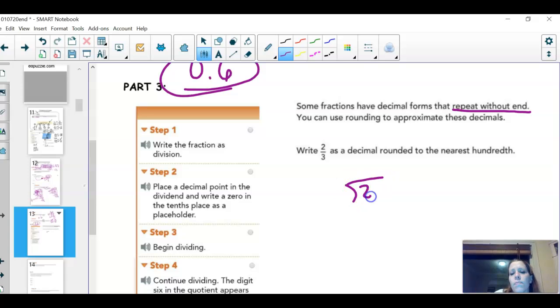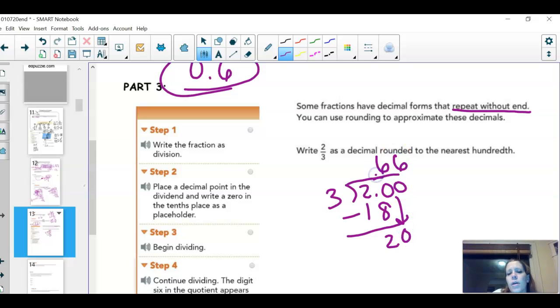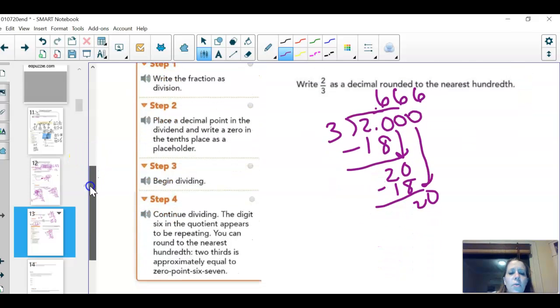So I'm going to start this in. Okay, so I'm going to go like this. Okay, 3 times 6, 18. Oh no, I got 2 again. Notice, I'm going to keep getting 2 over and over and over again. So it just keeps going and going and going. And so I'm going to go ahead and round that to the nearest hundredth. So I'm going to look at the 6 here.